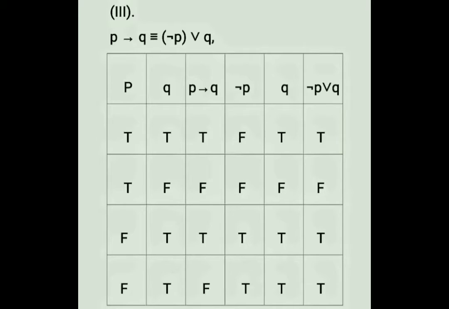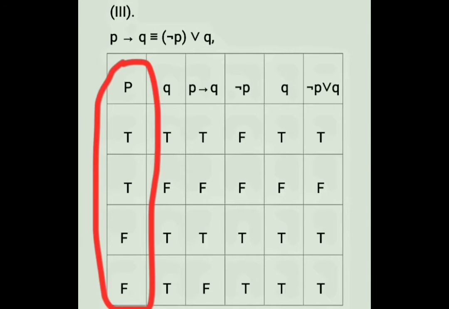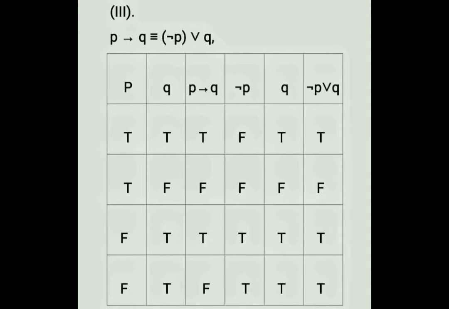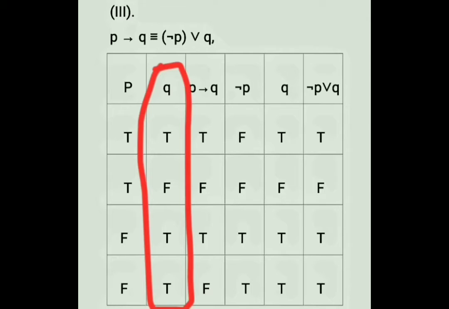For number 3, I'm going to prove this equation using the truth table. The given equation is P implies Q is equivalent to not P or Q. To get the truth values, we first get the first column. In the first column, let the value of P be true, true, false, false. Then the second column, which is Q, we have the values true, false, true, false.